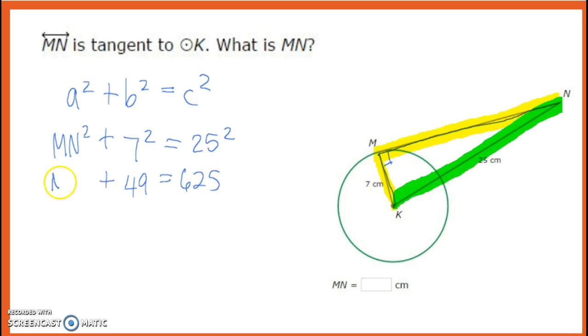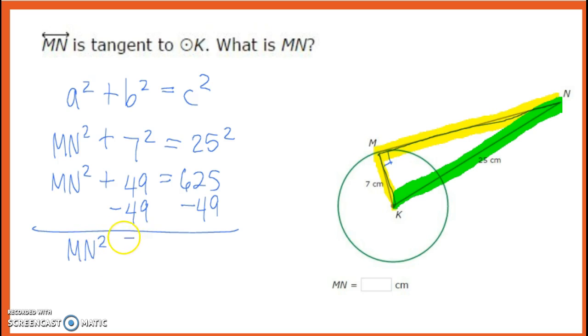So we should be able to solve for MN squared by subtracting off 49 from both sides. So that tells us MN squared must be equal to 576. And then, once again, we take the square root of both sides. And that tells us that MN has a length of 24 centimeters.